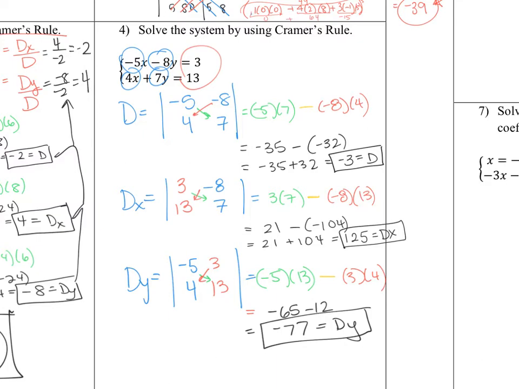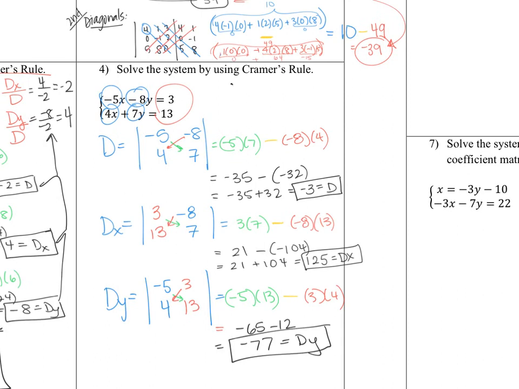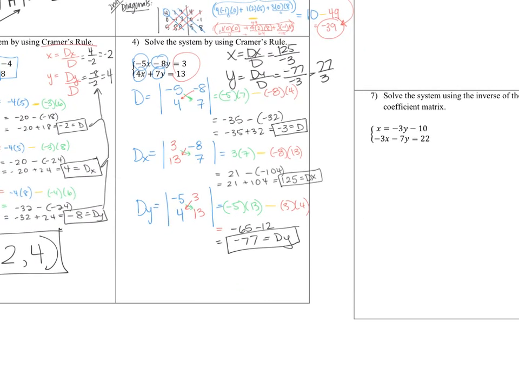That's okay. So then if we go back, our x value is the dx over d. So that will be 125 over negative 3. And our y value will be dy over d, which will be negative 77 over negative 3, but that's going to be positive 77 over 3. So the answer to my system here, my x value is negative 125 over 3 and y is 77 over 3.